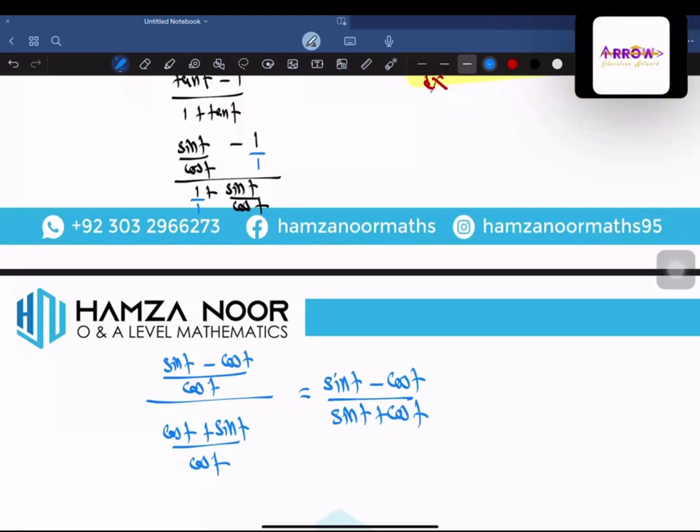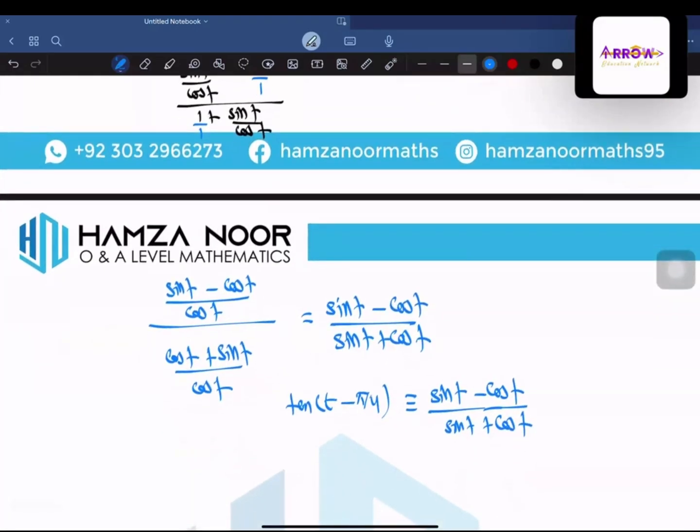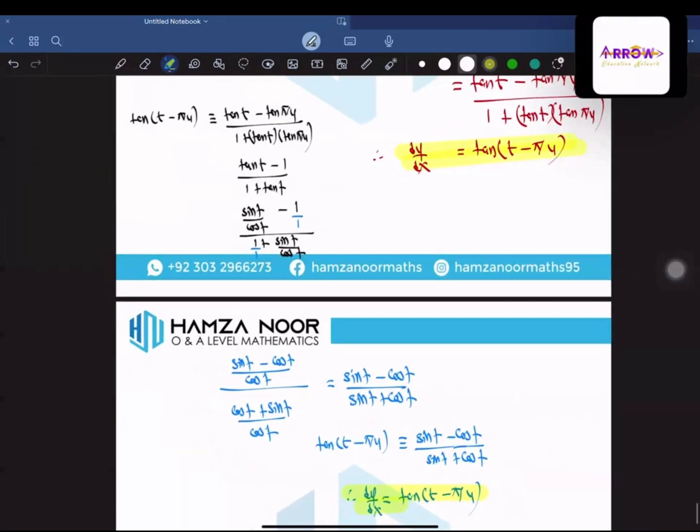Okay, so through this alternative approach, we have established that tan(t − π/4) is exactly equivalent to (sin t − cos t)/(sin t + cos t), and this is basically the dy/dx function which we obtained earlier by differentiating the parametric equations. So therefore dy/dx is equal to tan(t − π/4). You can prove it in this way as well. All right, so I've explained this with both of the approaches.